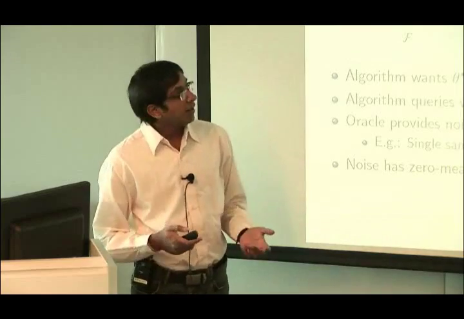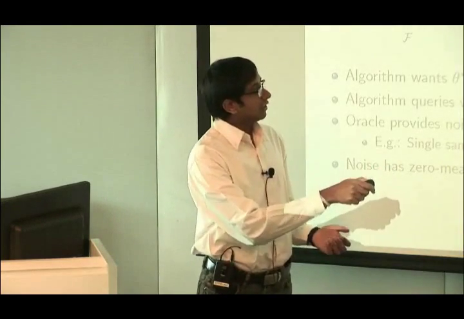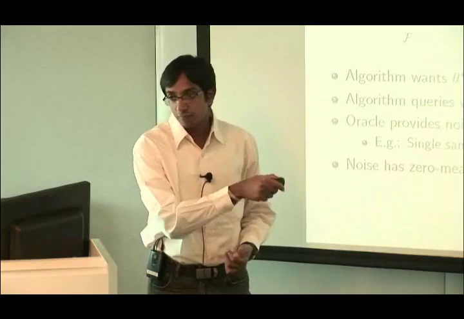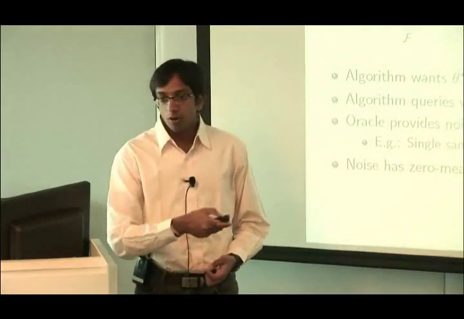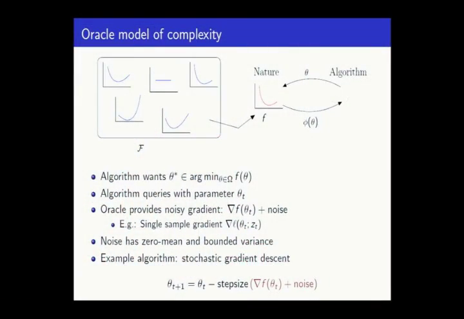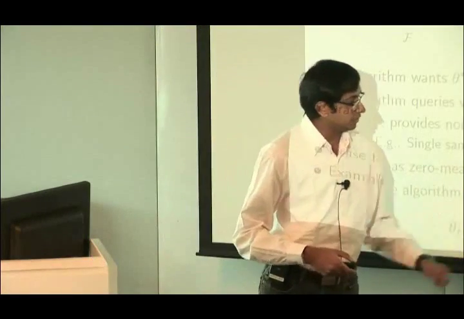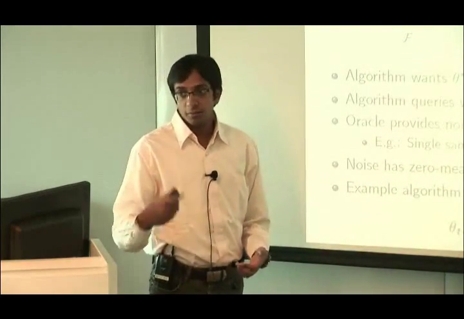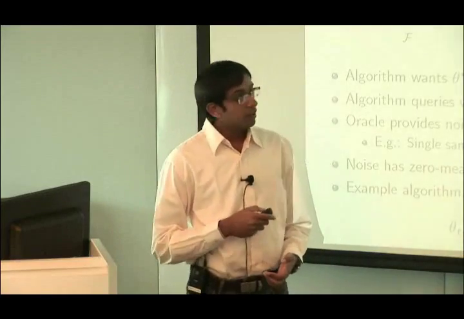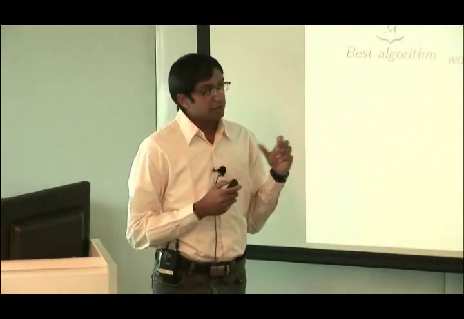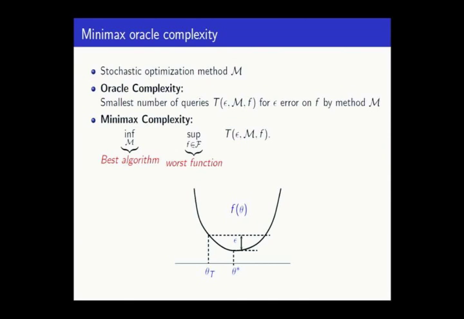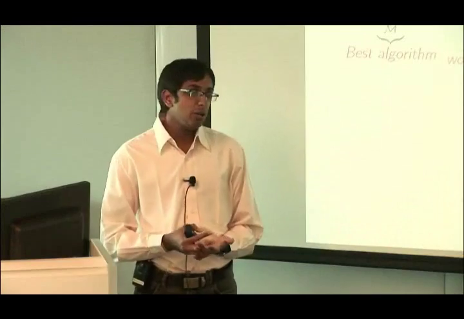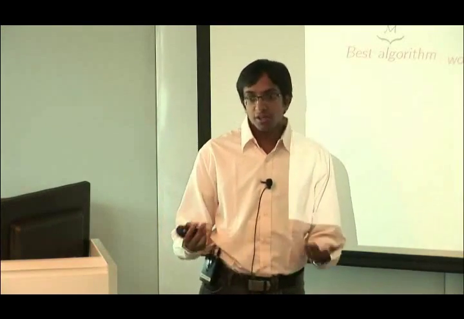An algorithm basically corresponds to how it utilizes this information to compute its next query point. For instance, the simplest example would be the stochastic gradient descent algorithm, which just takes a step in the negative noisy gradient direction with some appropriate step size to get the next iterate and repeats this process over and over. Now, in this oracle model, the way we talk about the complexity of an algorithm is by the number of queries it makes to the oracle. So we are really thinking of these noisy gradient evaluations as units of our computation and measuring the complexity in those units.